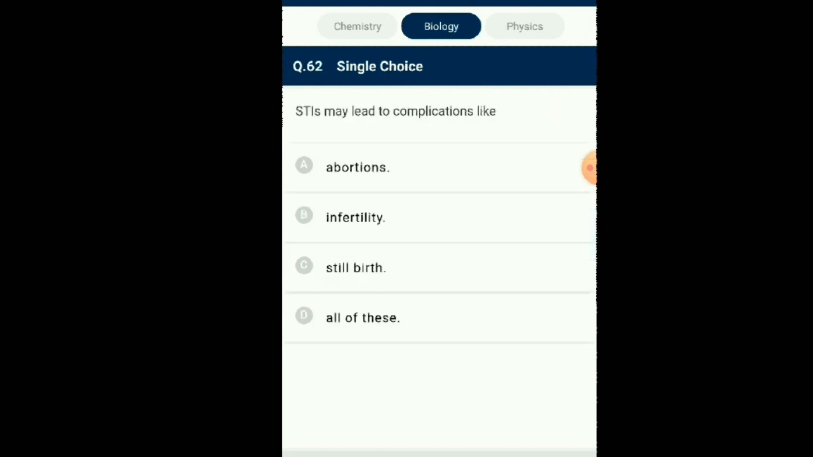Question number 62. STDs may lead to complications like. Sexually transmitted diseases, commonly called STDs, venereal diseases, or reproductive tract infections. STDs are found across all age groups but are more prevalent in the age group of 15 to 24 years. The answer for this question is option D, all of these.